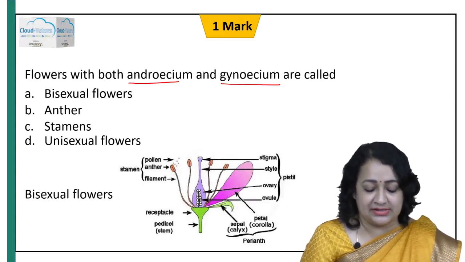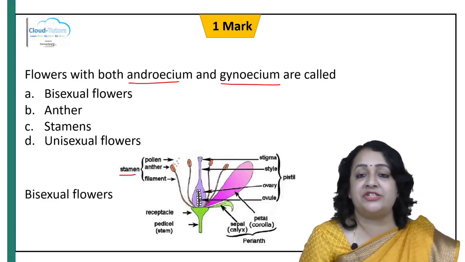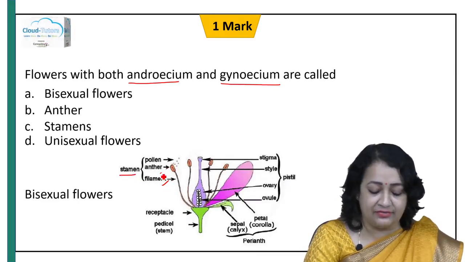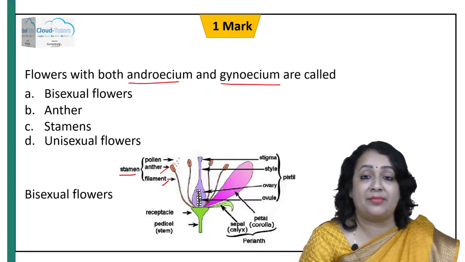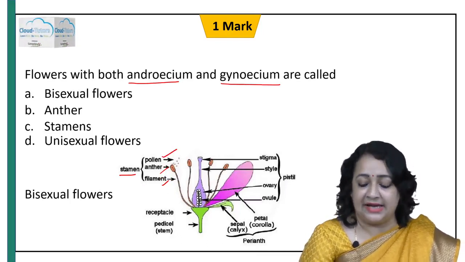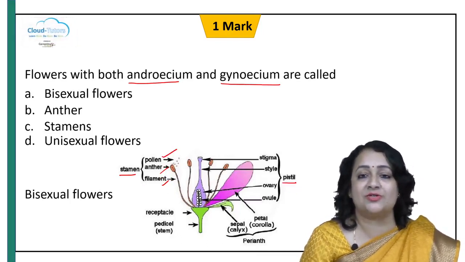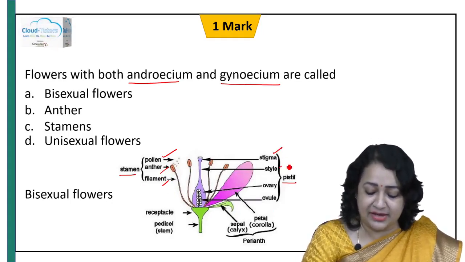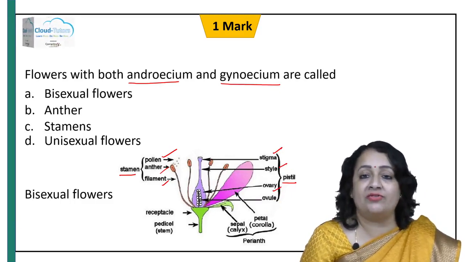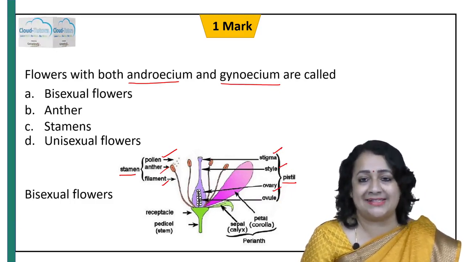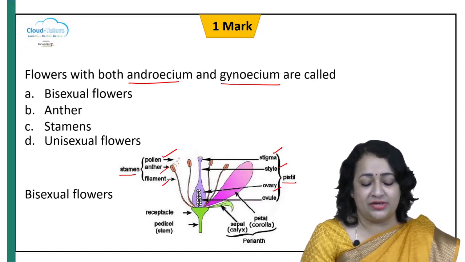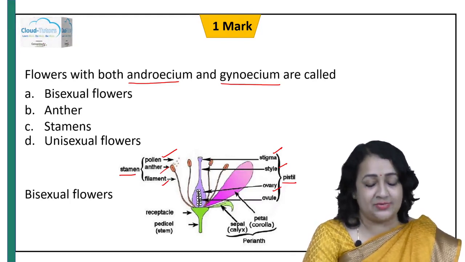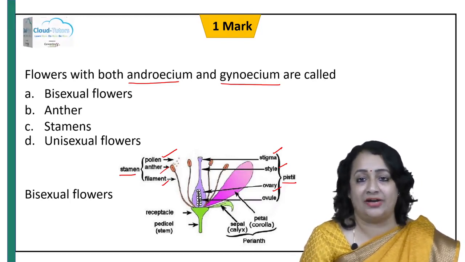Why bisexual? Because when I say androecium, it is nothing but the stamen. Stamen will have anther and filament. Anther will have the male gamete called the pollen, and it also will have the pistil. Pistil is also called carpel or gynoecium, and that will have the parts stigma, style and ovary. Inside the ovary will be the ovule, which holds the egg cell, which is the female gamete. So here we have the male gamete and female gamete in the same flower. That's why it is called a bisexual flower.